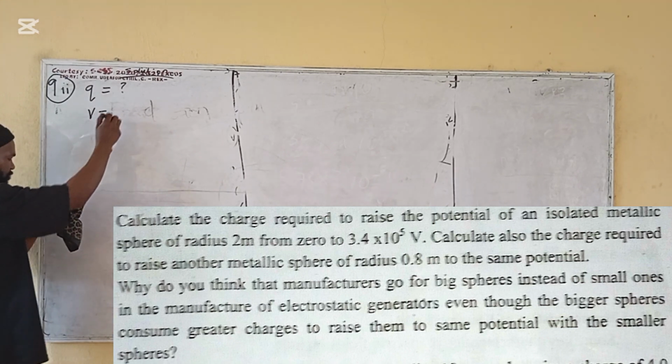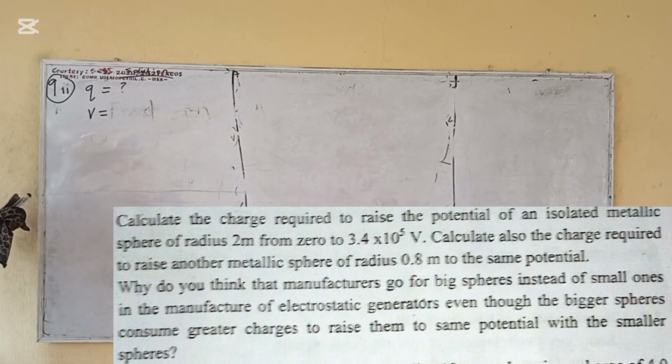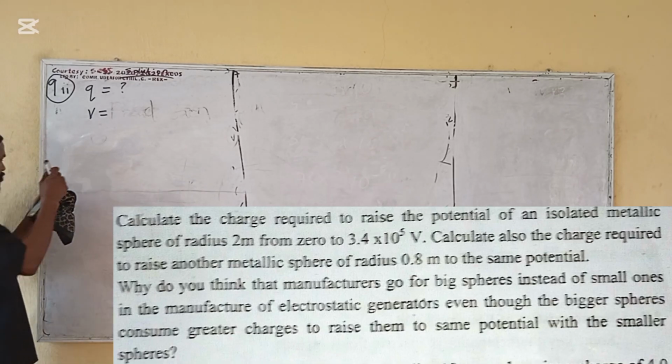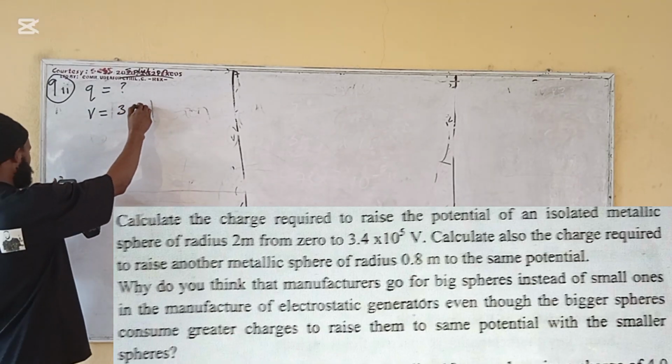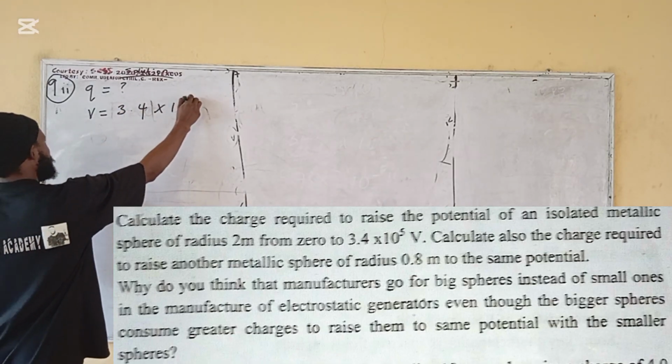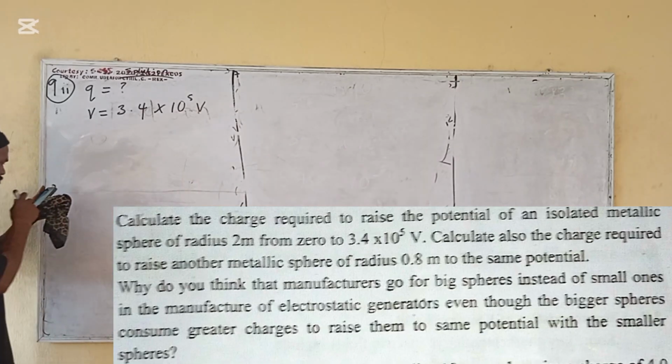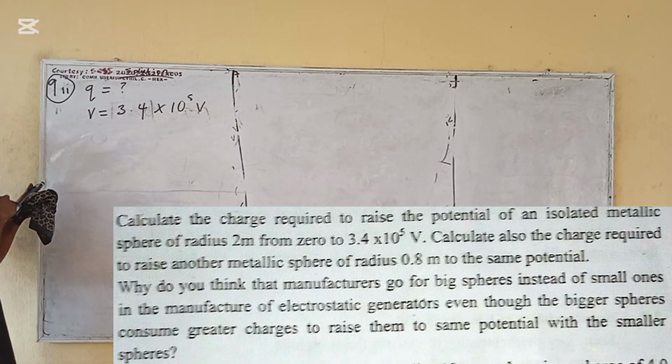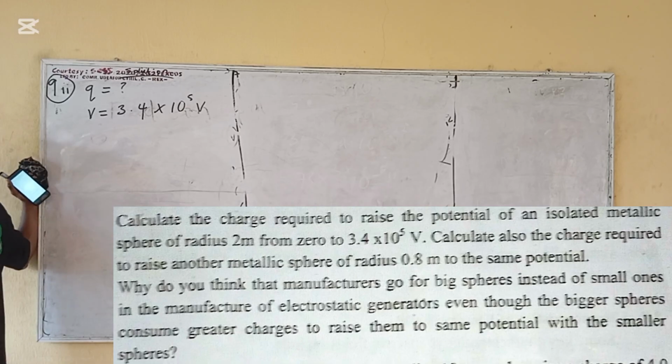Potential V. To raise the potential V of an 0 to 3.4, I have no business with 0. Just 3.4 times 10 raised to the power 5. That's what they're talking about. Then the next thing, calculate also the charge required to raise another. That means this question is like 2 questions in one.